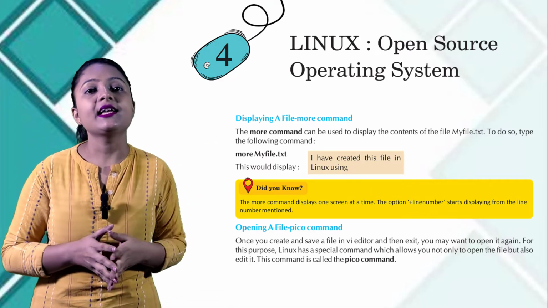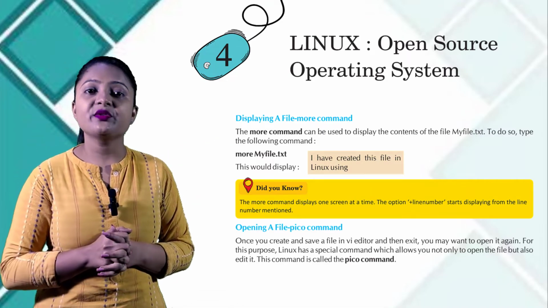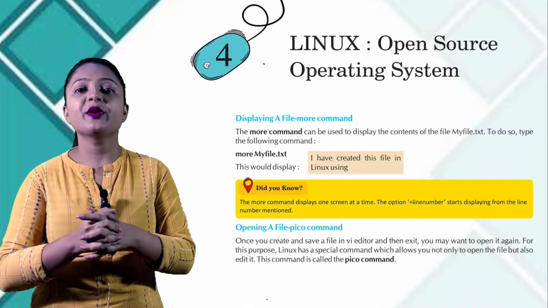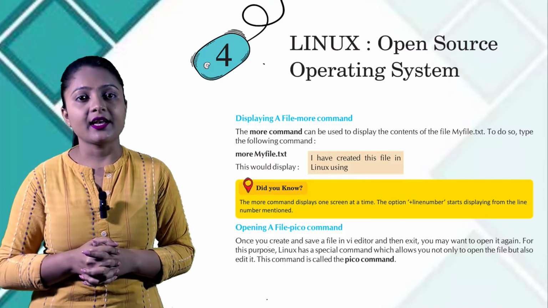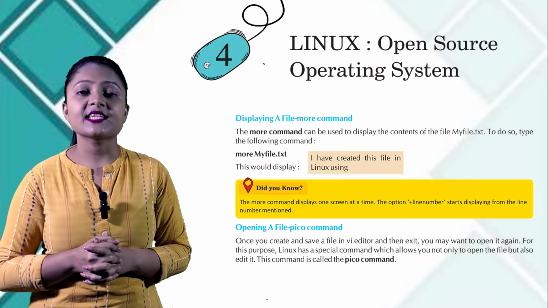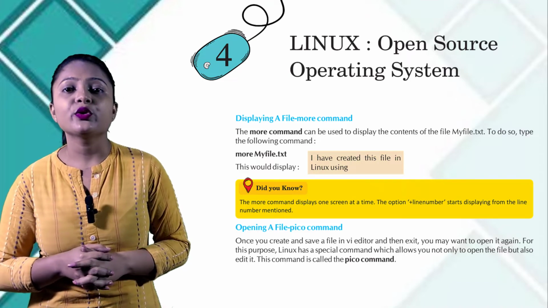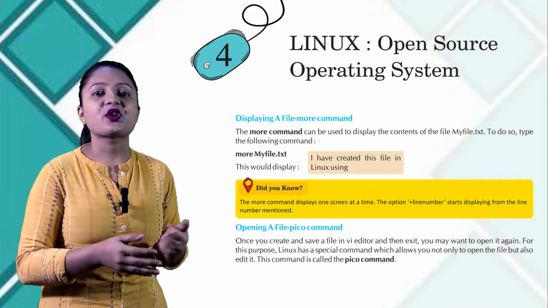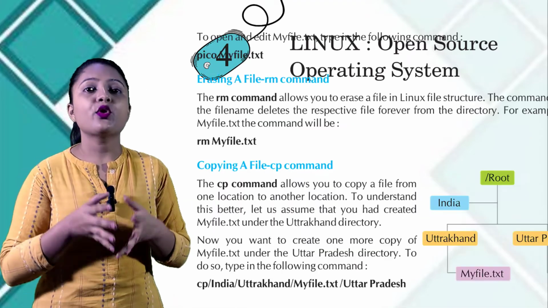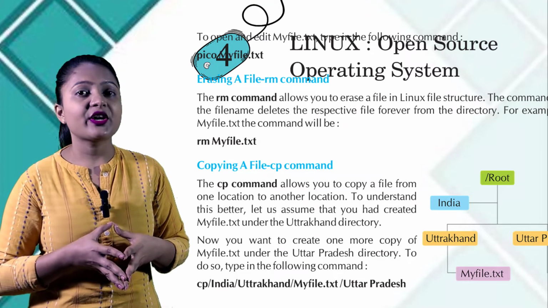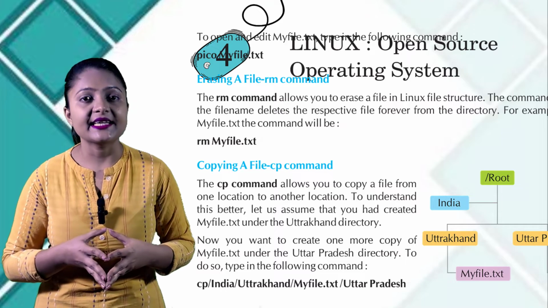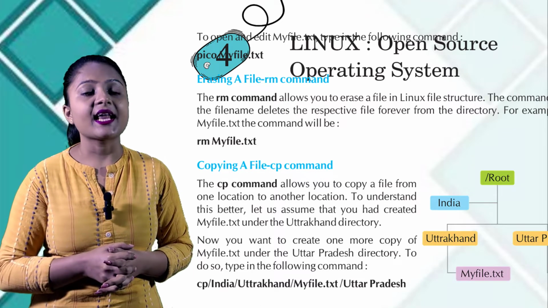Opening a file: pico command. Once you create and save a file in vi editor and then exit, you may want to open it again. For this purpose, Linux has a special command which allows you not only to open a file but also edit it. This command is called the pico command. To open and edit myfile.txt, type in the following command: pico myfile.txt.